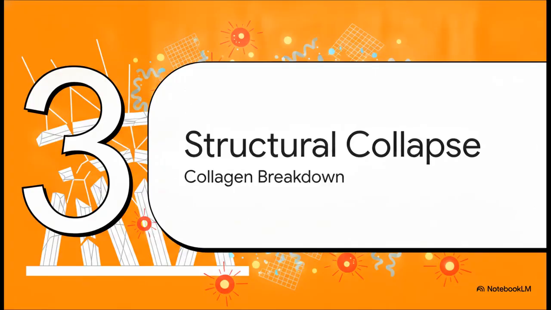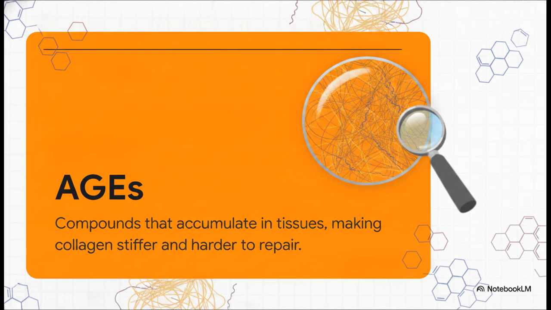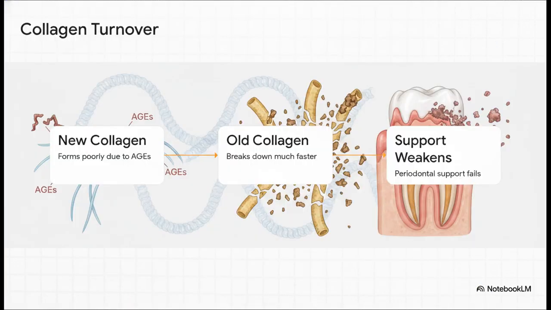Which brings us to Section 3, structural collapse, collagen breakdown. To really grasp this structural collapse, we need to talk about AGEs. That stands for Advanced Glycation End Products. Basically, these form when proteins or fats combine with sugar in the bloodstream, and they accumulate directly in the tissues, fundamentally stiffening the collagen. It makes these microscopic fibers super rigid, brittle, and just so much harder for the body to repair. It sets off this deadly biological chain reaction of poor collagen turnover.